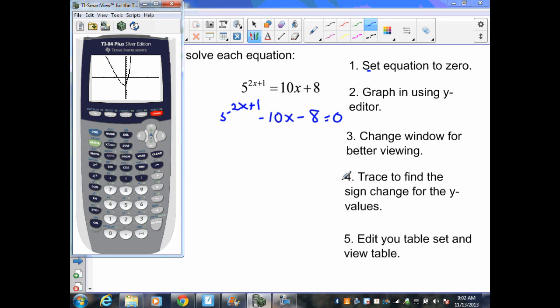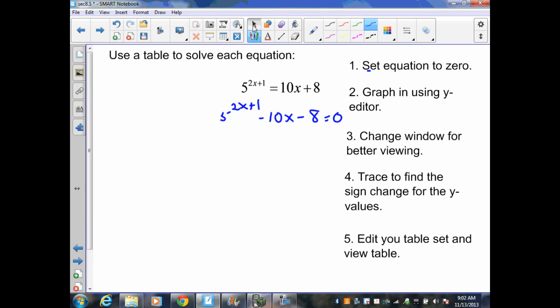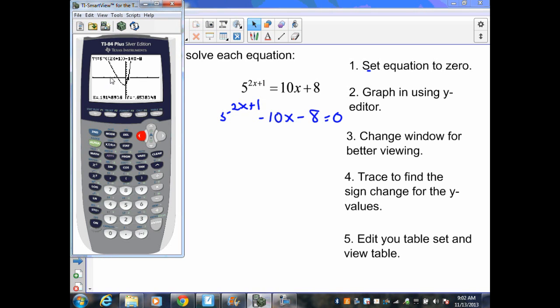Now what it says to do is to trace to find the sign change for y values. What I mean by a sign change is a positive to a negative on the y value, and in between a positive and negative is going to be a 0. So let's trace and we'll see. Let's go to the one on the right. As you can see, I have an x value of 0.19148 and a y value of a negative 0.6538. If I go one more above, that changes in between a positive and negative. Actually, I'm closer with the negative 0.6538. So I'm going to drag that over so we can keep that window.